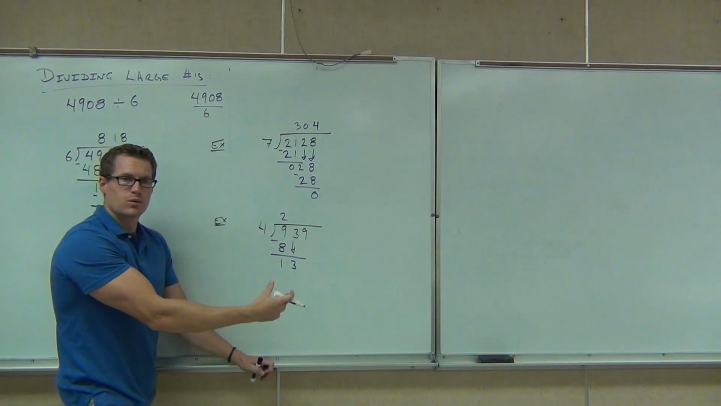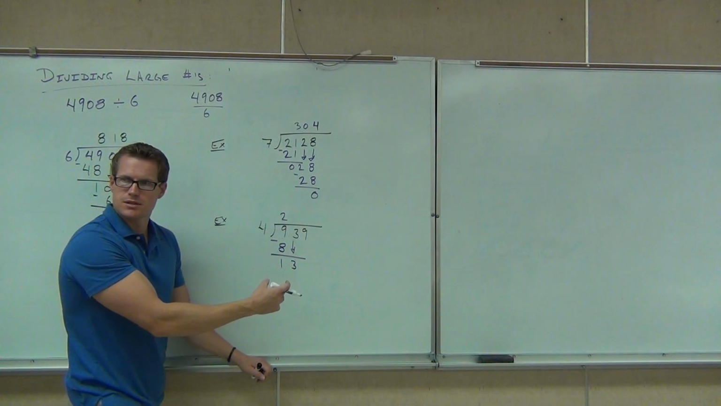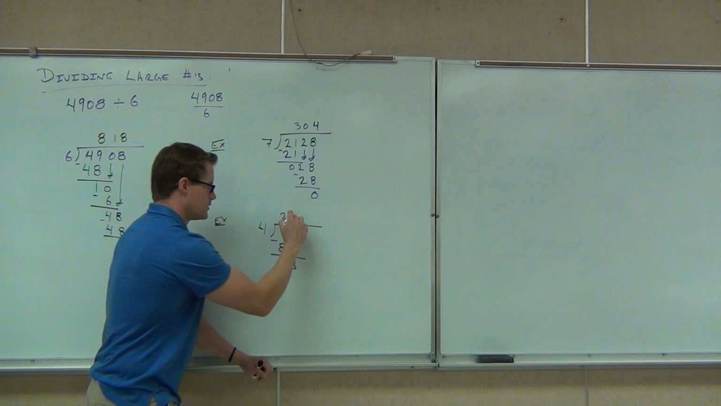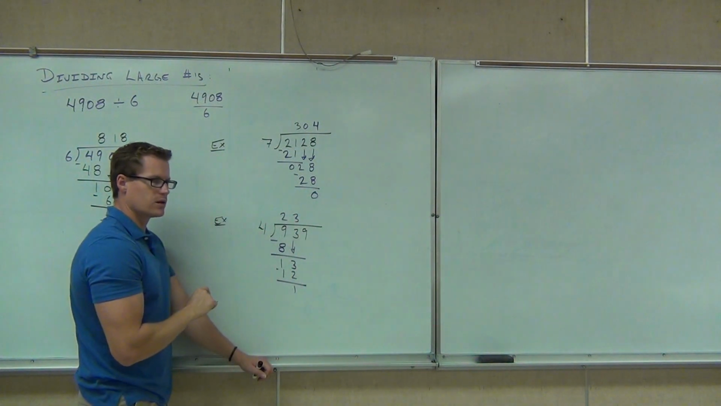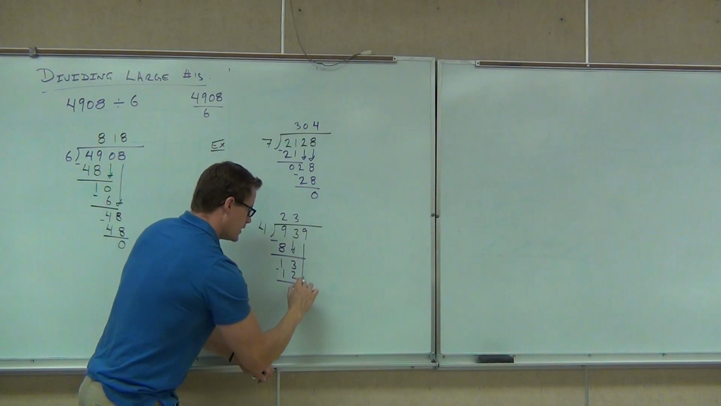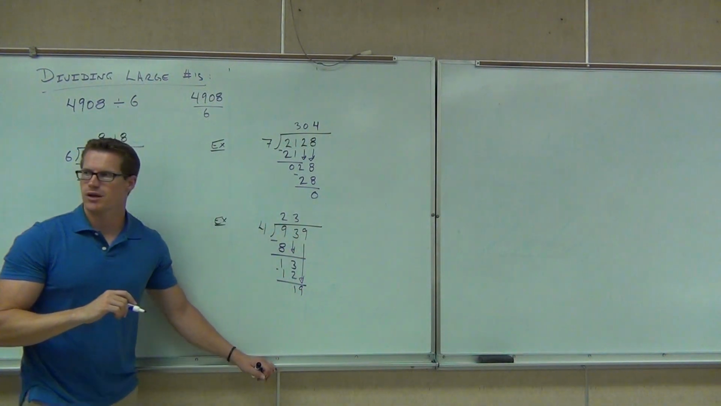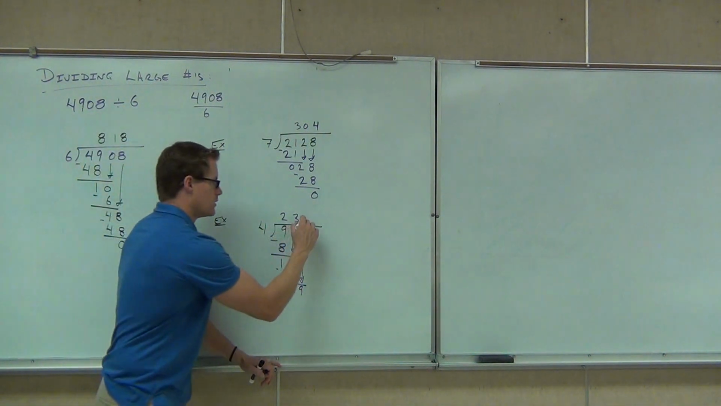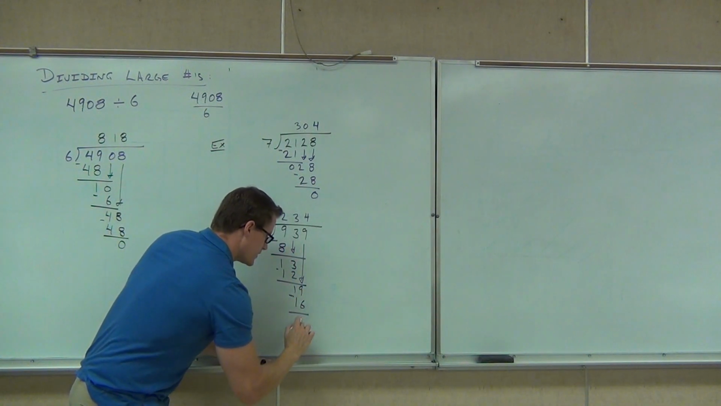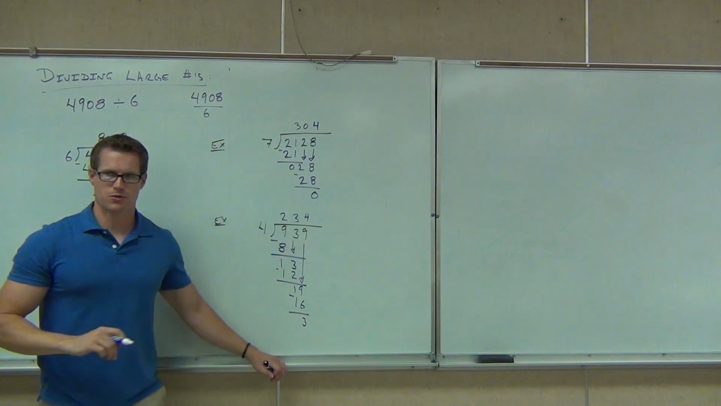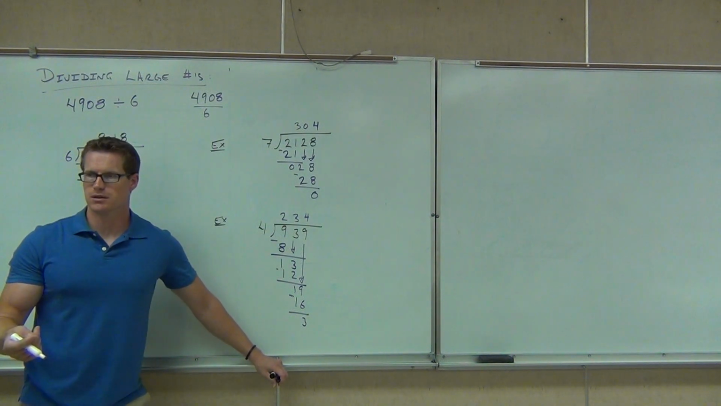We continue our algorithm. 4 goes in 13. How many times? 3. We get 12. We subtract. That gives us a 1. We got to bring down that 9. How many times does 4 go into 19 without going over? 4. We multiply again. We get 16. And we subtract. But this time we don't get 0. We get 3. Did it go in evenly?